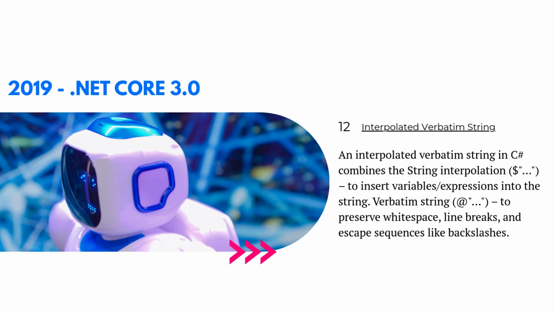An interpolated verbatim string in C# combines string interpolation, $, to insert variables and expressions into the string, with a verbatim string, @, to preserve whitespace, line breaks, and escape sequences like backslashes.